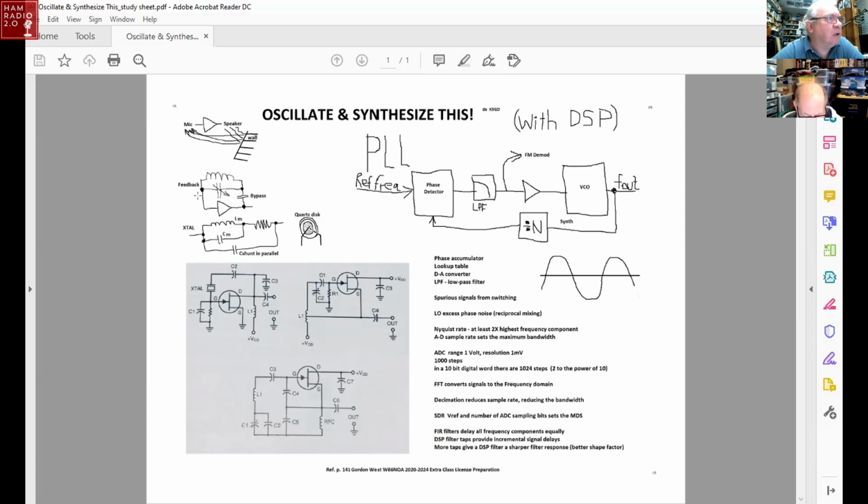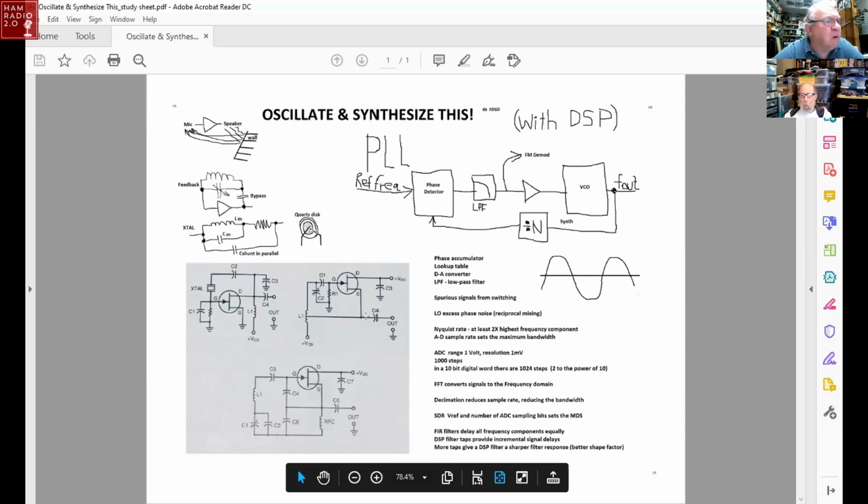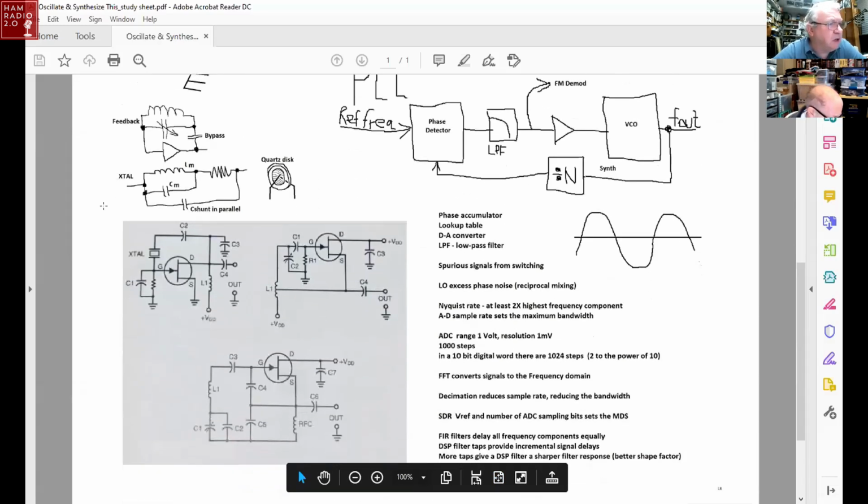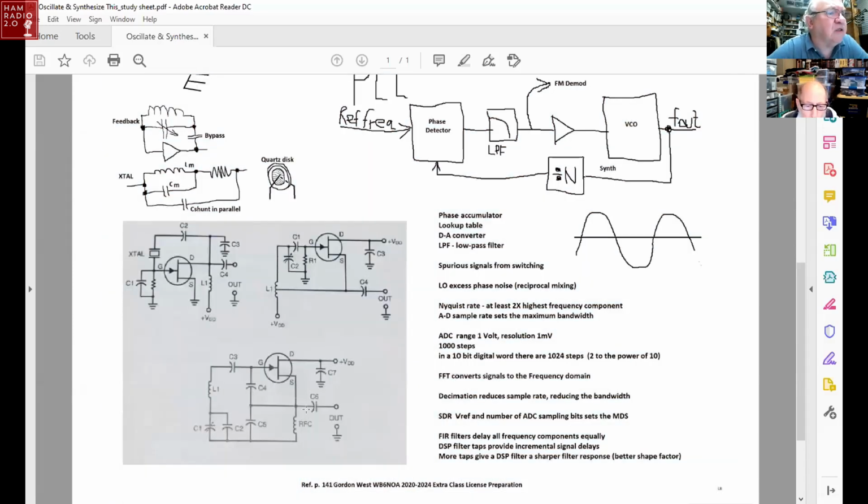So in this little oscillator we used here last week, I didn't show the details, so here's the details. You have an input to the amplifier, you have an output of the amplifier, and the output signal goes through this tuned circuit back to the input. That action is feedback. So if you're designing an oscillator, analyzing an oscillator circuit, it's very important to identify the feedback path. And that's what we're going to be doing. We're going to be looking at these oscillator circuits, and I've copied them down here from page 41 of the Gordon West book, Studying the Amateur Extra Class License Preparation.